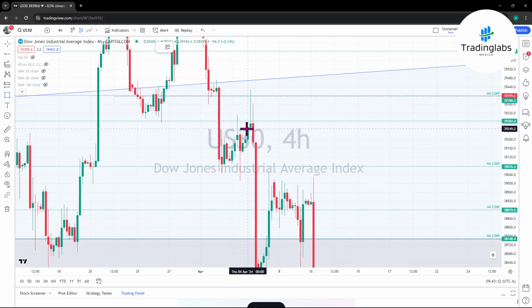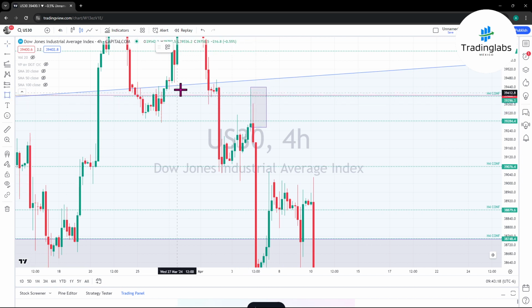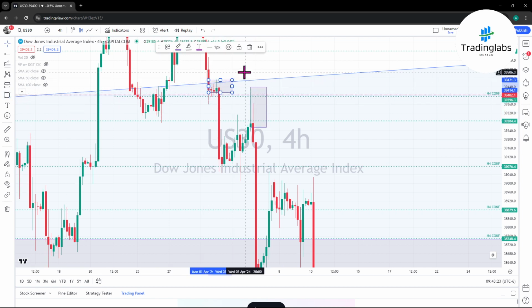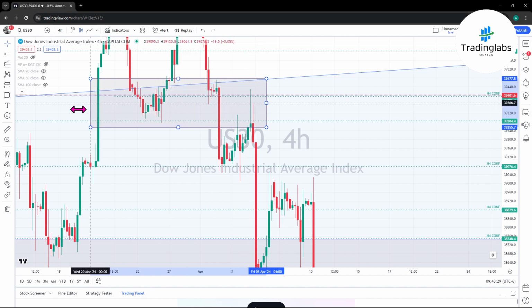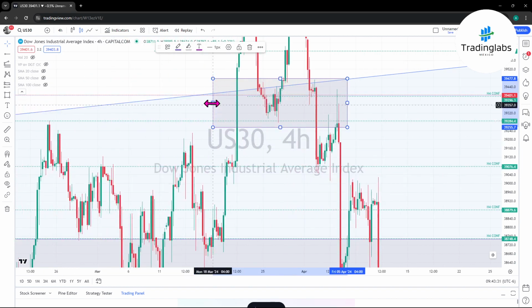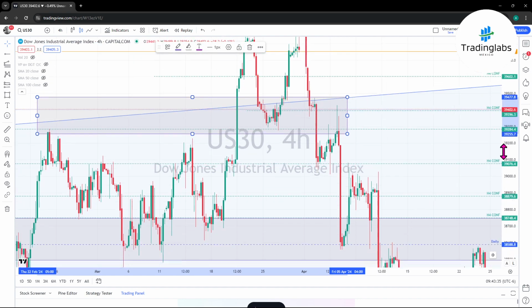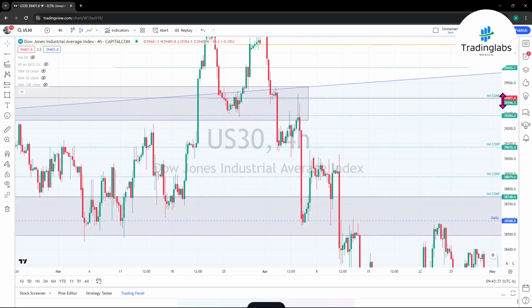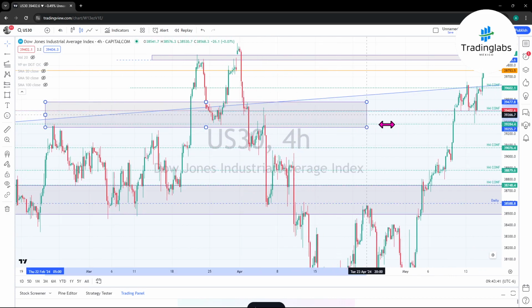We find here a supply zone, H4, right? Also, we find here another supply zone, right? H4. I draw here until here. H4, look at this, all this area. Supply zone and demand zone can also act as support and resistance.